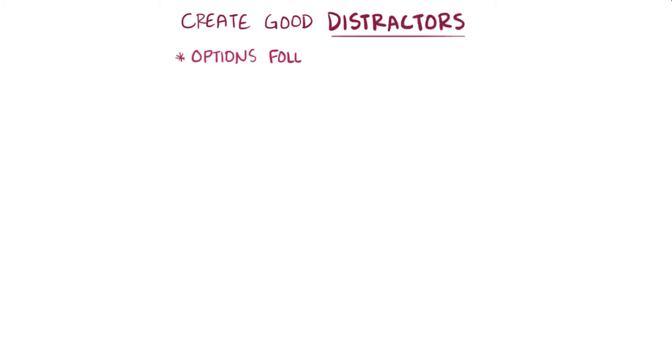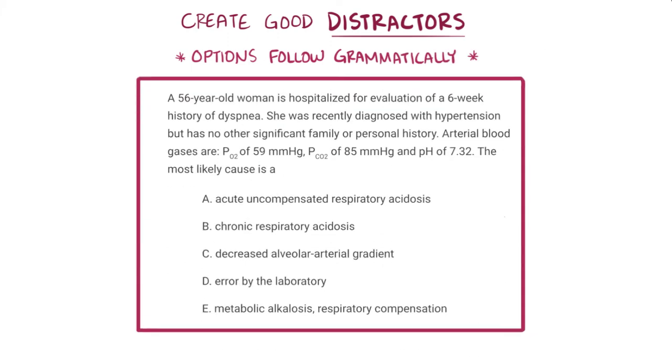First, make sure that all the options follow grammatically from the stem. For example, from this set of options, only B, C, and E follow grammatically from the lead-in. For test-wise students, and by students I mean learners of any level that are answering the question, this sticks out like a weed on the lawn. A and D would be eliminated right away because the vowel at the beginning of these options calls for an "an" at the end of the lead-in.